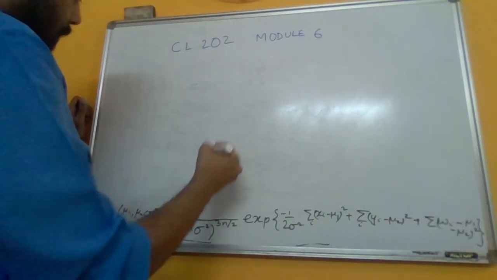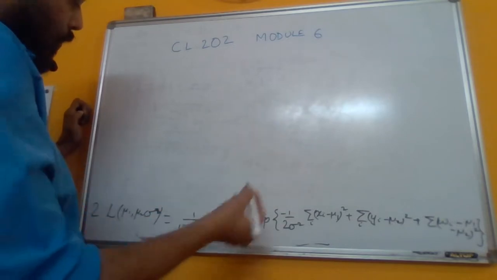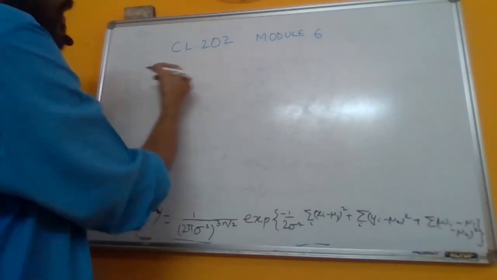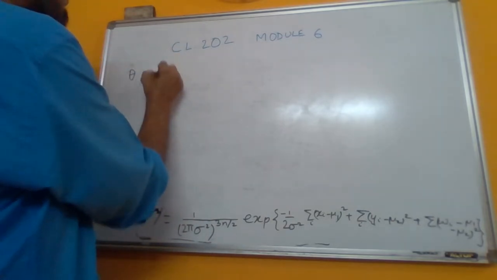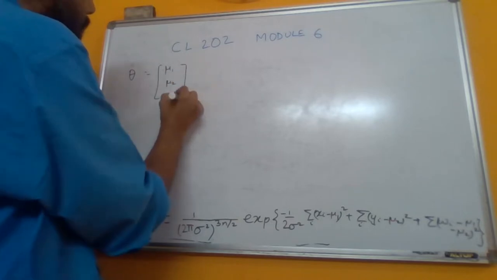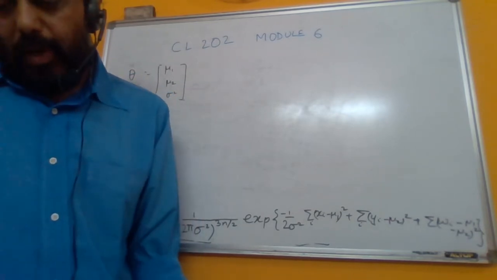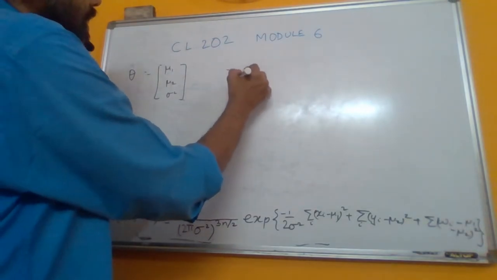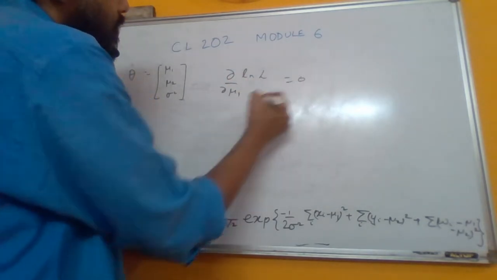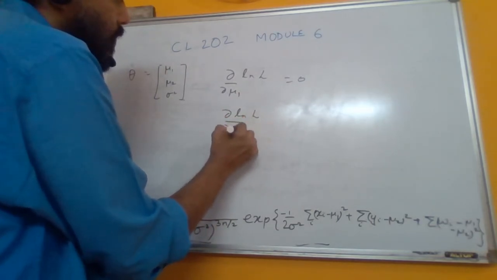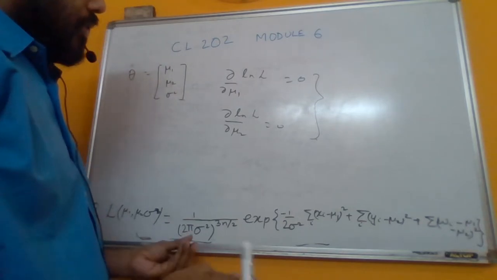Okay, so you take the ln of this, and then you take the derivative with respect to mu 1, mu 2, and sigma square. So remember that your theta over here, not theta hat, but just the theta, is equal to mu 1, mu 2, and sigma square. You've been asked to find only the values of mu 1 and mu 2, or the maximum likelihood estimate of mu 1 and mu 2. So then you can take del ln of L by del mu 1 and set it equal to 0. Del ln of L by del mu 2, set it equal to 0, and you solve for mu 1 and mu 2.